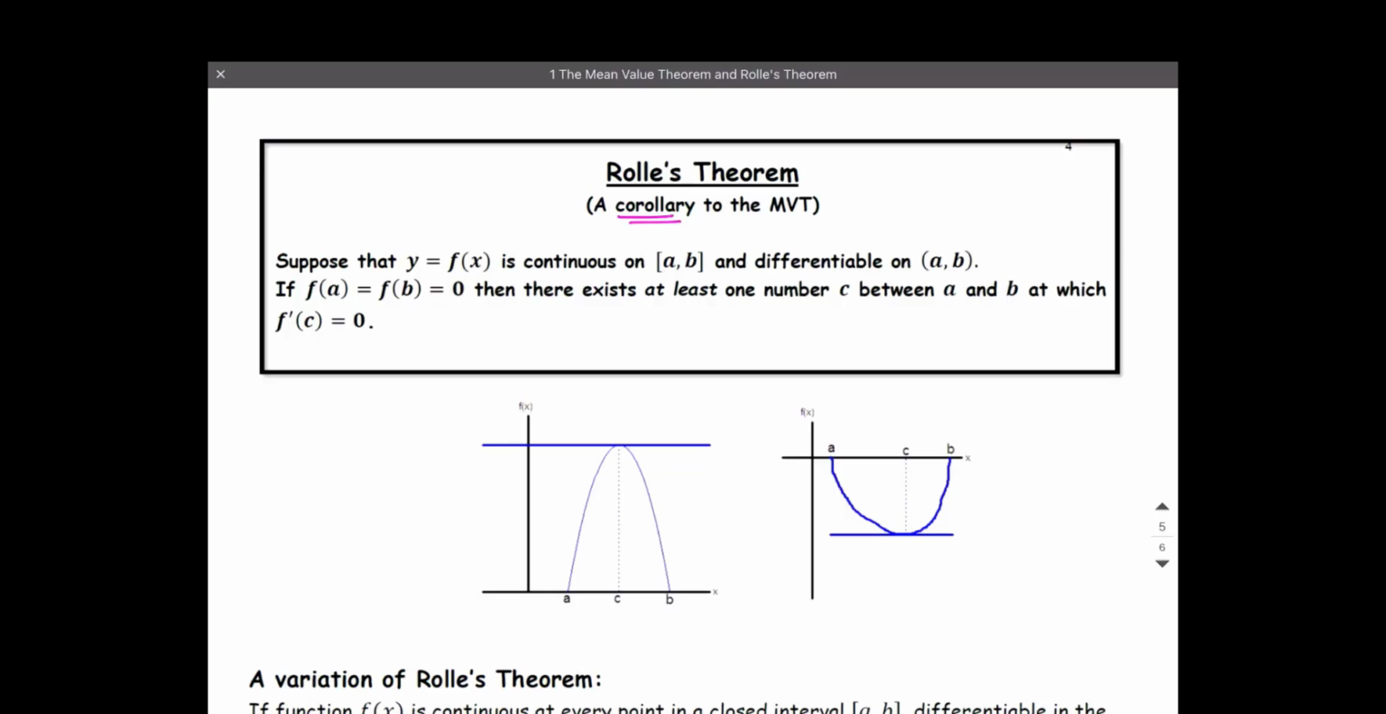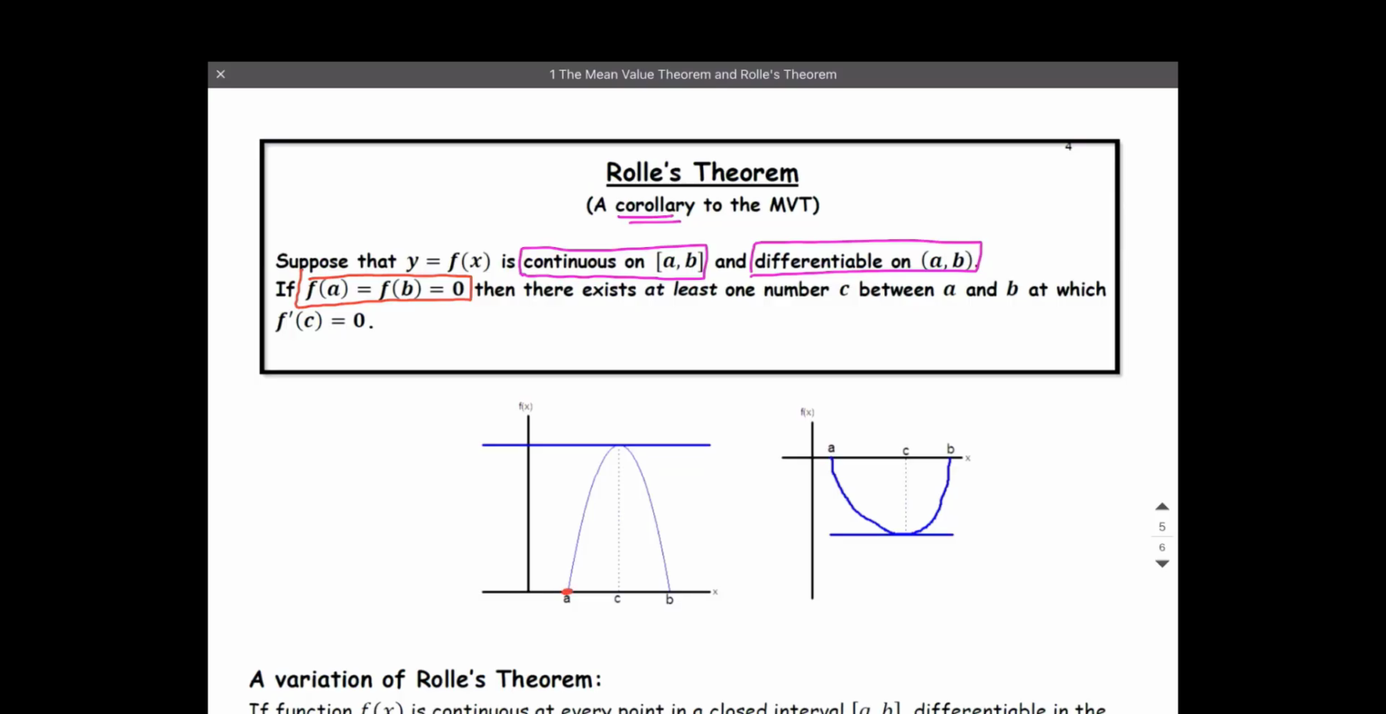So Rolle's theorem says, suppose that y equals f of x is continuous on the closed interval from A to B and differentiable on the open interval from A to B. So far familiar, right? Just like the mean value theorem. But now there's an extra condition. The extra condition says that f of A equals f of B equals 0.